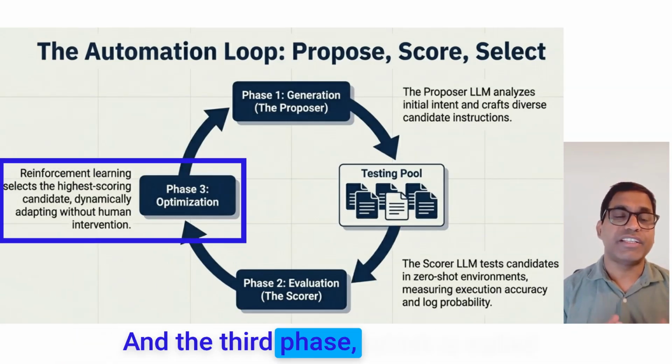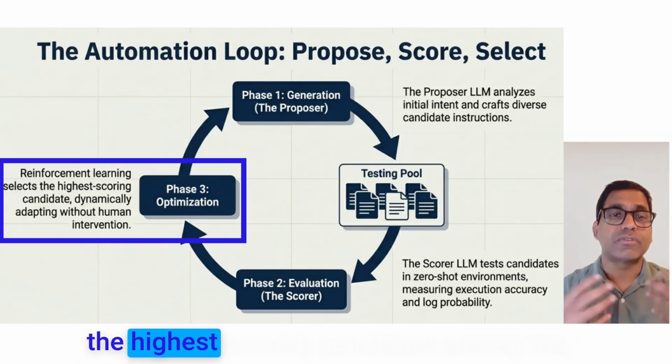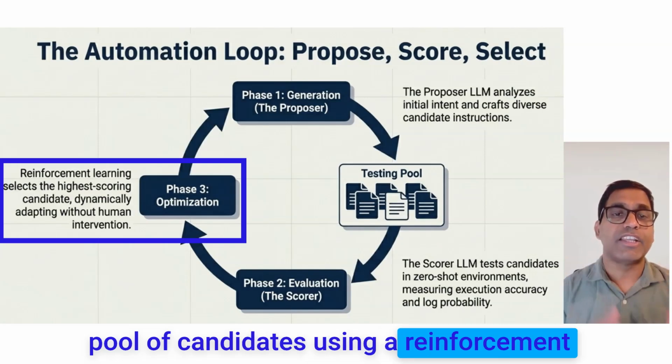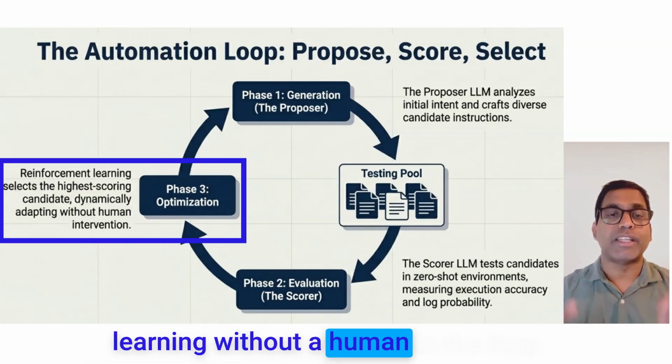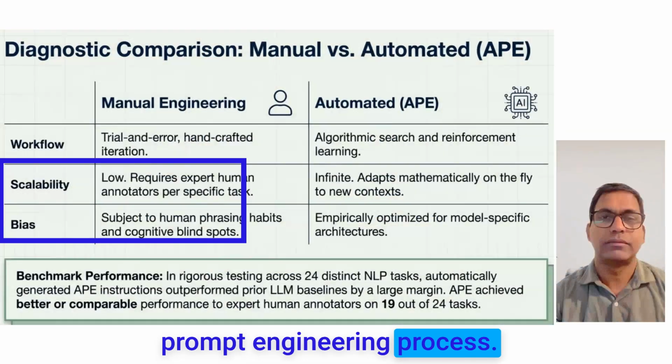And the third phase, which is called the optimization phase, will be selecting the highest scoring candidate among the pool of candidates using reinforcement learning without a human in the loop. This is called the automatic prompt engineering process.